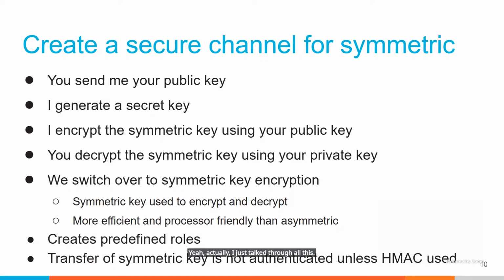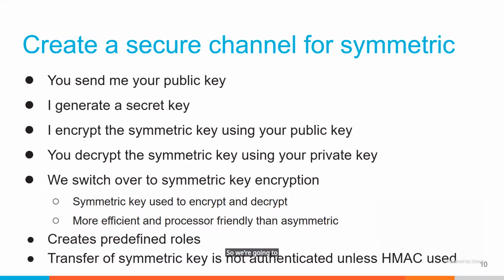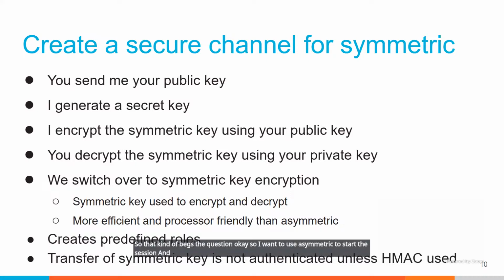So there's a couple of problems with this, though. Let's say we know we can't use asymmetric encryption for everything, right? We're going to be streaming data back and forth. It's going to be too CPU intensive. So we're going to use asymmetric to get started, but then we want to switch over to symmetrical key encryption. So that begs the question, okay, I want to use asymmetric to start the session, and I'm going to use that to secure the secret key in order to switch over to symmetrical key encryption.